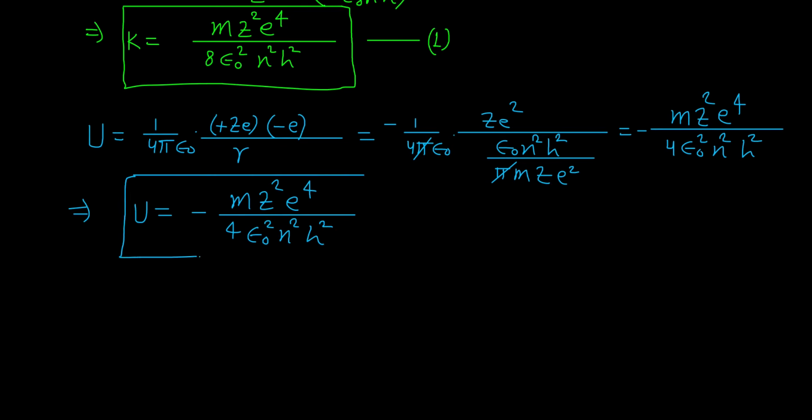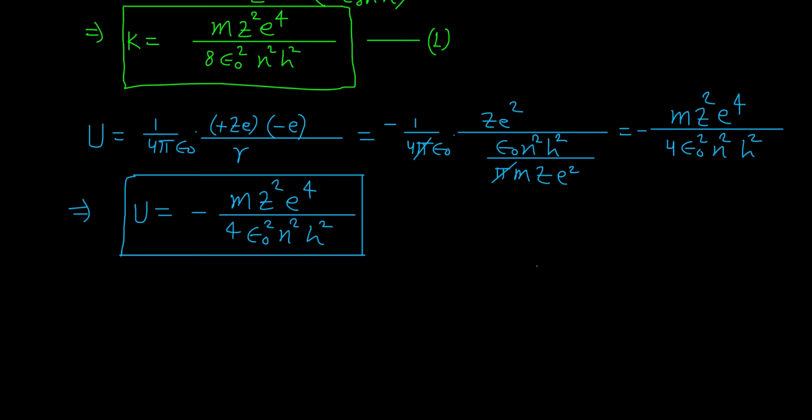Here e is the electronic charge, 1.6 into 10 raised to the power minus 19 coulomb. Z is the nuclear charge or atomic number of the species we have taken. m is the mass of the electron, which is 9.1 into 10 raised to the power minus 31 kg. Epsilon naught is the permittivity of free space, which is 8.85 into 10 power minus 12 coulomb square per newton per meter square. n is the sequence number of the orbit, the nth orbit we have mentioned, like 1, 2, 3 for the first, second, or third orbit. h is Planck's constant.